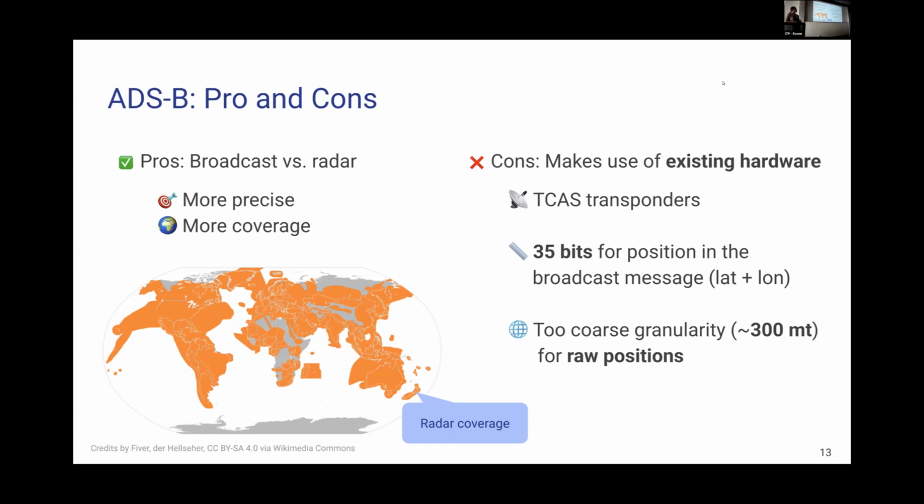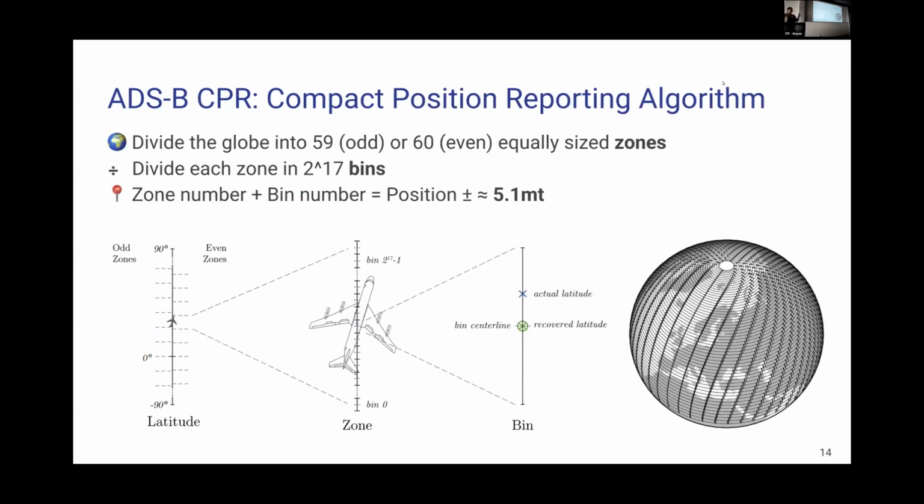The bad thing about it is that they wanted to use existing hardware, which is TCAS, which has a fixed number of bits for the message. I think it's 58 bits for the message, of which just 35 are available for the latitude and longitude of the aircraft. If we translate it into raw position, this is about 300-meter precision or granularity, which of course is not enough for safe navigation. So in ADS-B, there is a key algorithm that is used to encode and decode the position so it can fit in these 35 bits. If we divide by 2, we have only 17 bits for latitude and 17 bits for longitude.